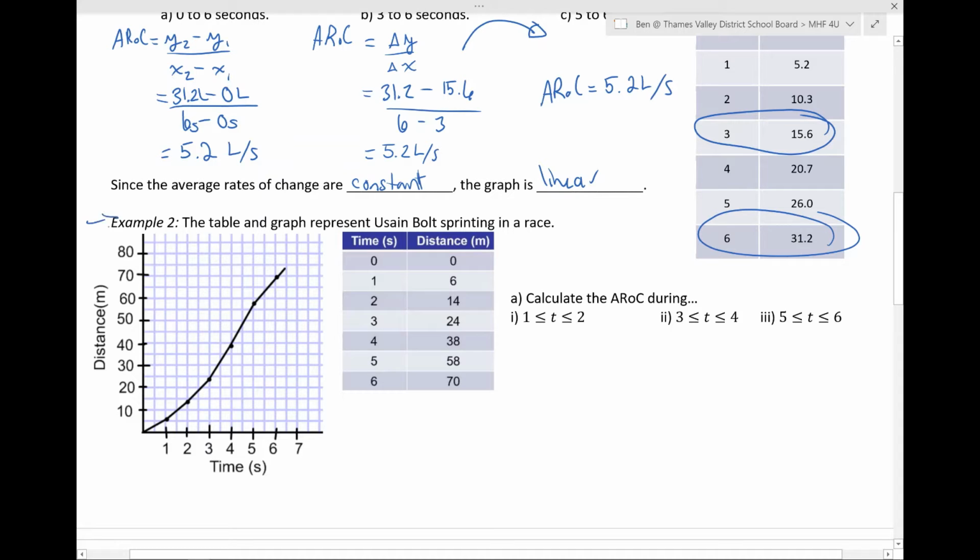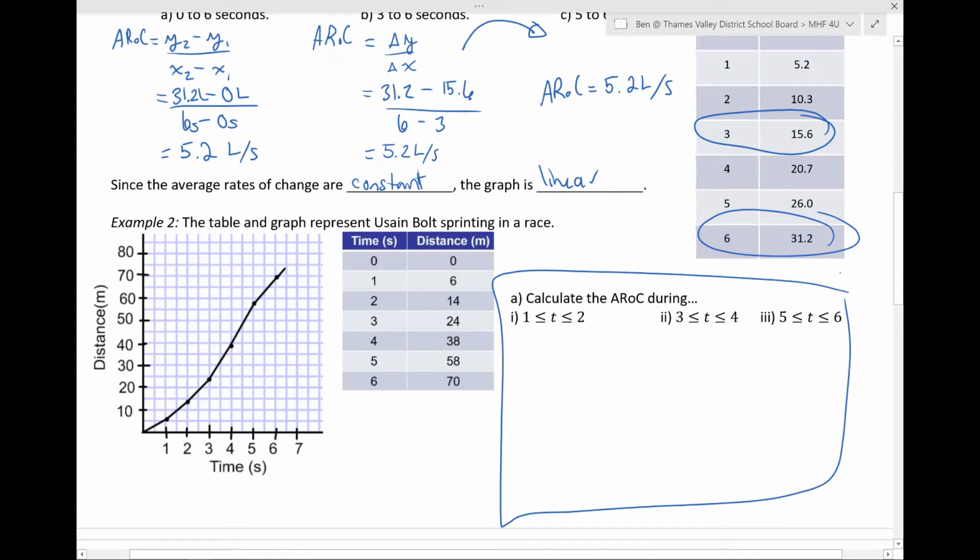Now here, example 2. Here we have a table and a graph representing Usain Bolt sprinting in a race, where our distance is in meters and our time is in seconds. Here we want to calculate our average rate of change for 3 different intervals. First, from the first second till the second second, then the third till the fourth, and the fifth until the sixth. I want you to take a look here at the graph first before we calculate these and try and predict which rate of change will be the greatest and which average rate of change will be the least. Okay, you should be able to handle something like this on your own.